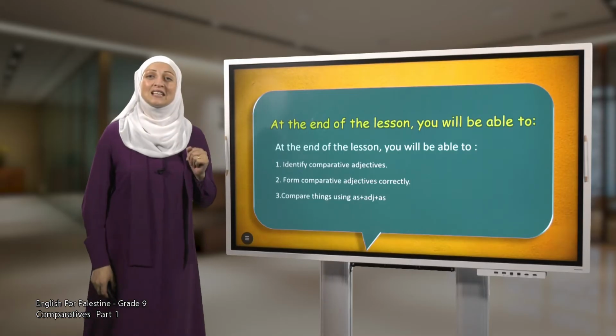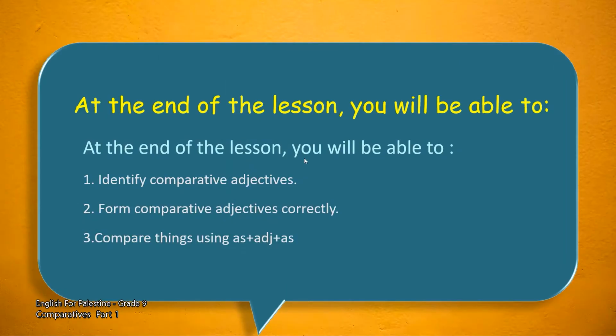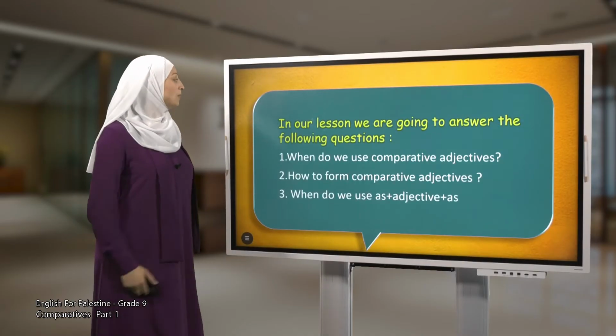At the end of this lesson, you will be able to, number one, identify comparative adjectives. Number two, form comparative adjectives. And number three, compare things using as plus adjective plus as. So let's see the questions.